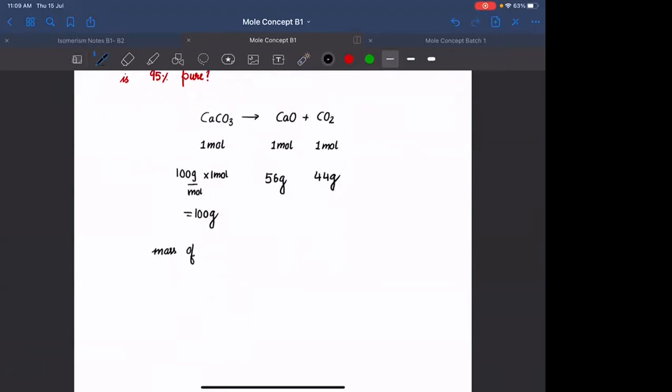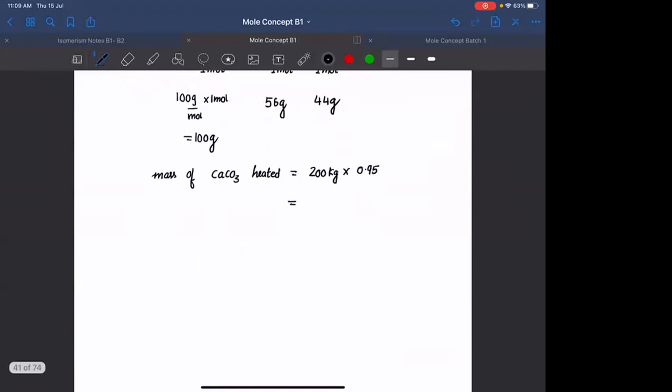So what is the mass of CaCO3 heated? It is 200 kg into 0.95. How much is this? 190 kgs. Okay.